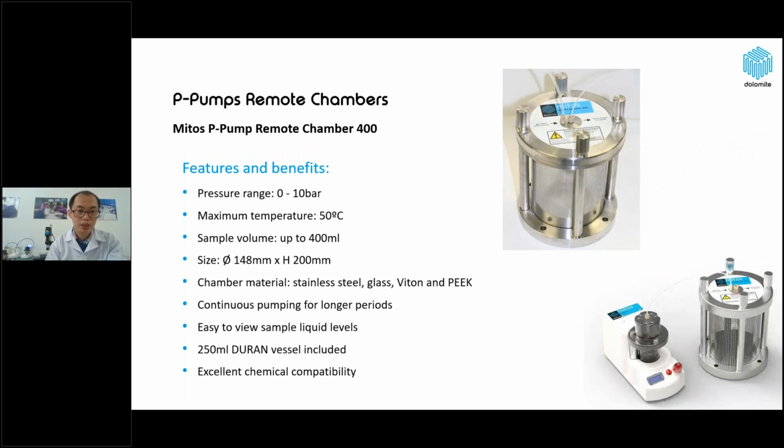This is one of the remote chambers. We call it the Mitos P-pump remote chamber 400. This glass pressure chamber allows a sample volume of up to 400 mL to be used, reaching continuous pumping for longer periods of time. With the pressure-driven pumping mechanism of the P-pumps, the flow from the chamber is highly stable and smooth, and it also operates over a wide pressure range up to 10 bar. The Mitos P-pump remote chamber 400 is simple to connect and provides clear viewing of the sample liquid. For applications requiring temperature control and stirring, the remote chamber can also be placed on a hot plate or magnetic stirrer.